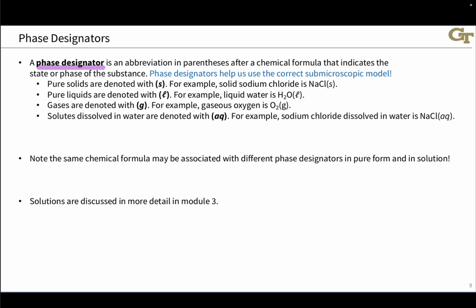And again, just like observing at the macroscopic level that a substance is a solid, a liquid, or a gas, a phase designator is a symbolic way for us to get the correct submicroscopic model from looking at a symbolic representation, right? So solids are represented with the letter S, typically italicized inside the parentheses. Pure liquids with the letter L, and we often use this kind of cursive L to distinguish the L from the number 1, for example, or just a smudge on the page if you're writing. And gases are denoted with the letter G.